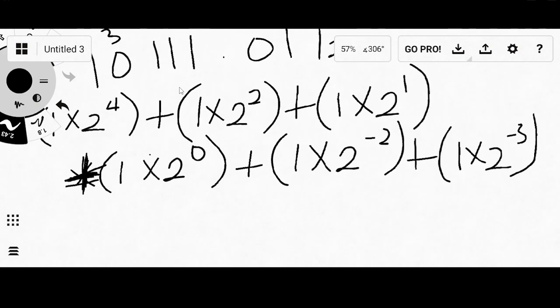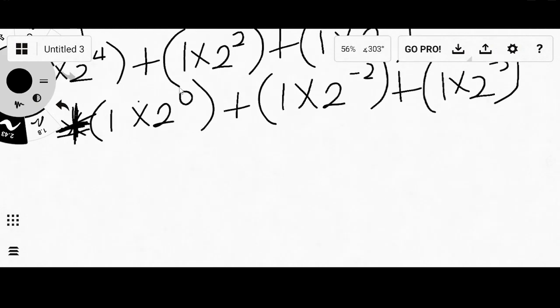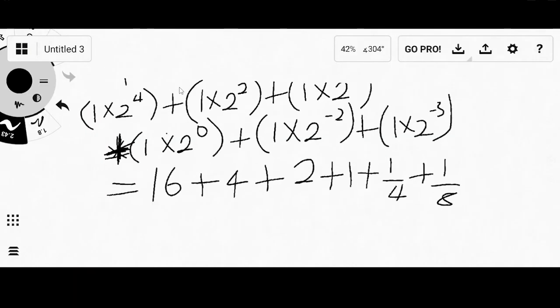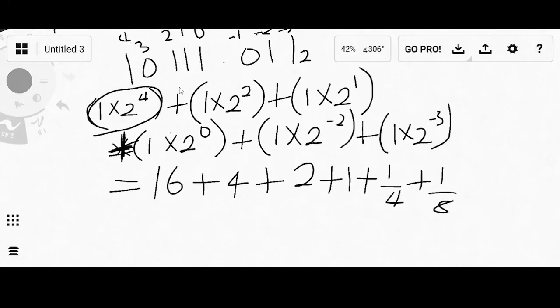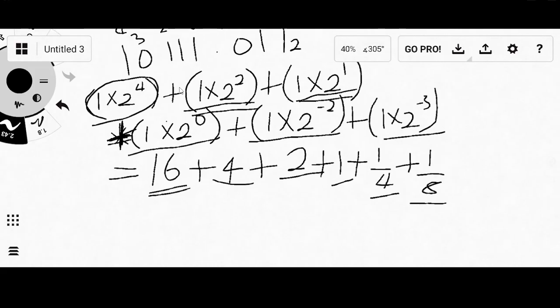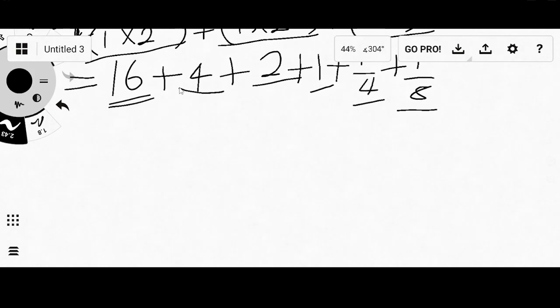Okay, so the next thing you want to do is to start bringing everything down. I have 16 plus 4 plus 2 plus 1 plus 1 over 4 plus 1 over 8. How do I arrive at all these things I'm writing? The whole of this one is this 16 over here. The whole of this one is this 4. The whole of this one will give me 2. This will give me 1. This will give me 1 over 4. And this will give me 1 over 8. So we are moving on.